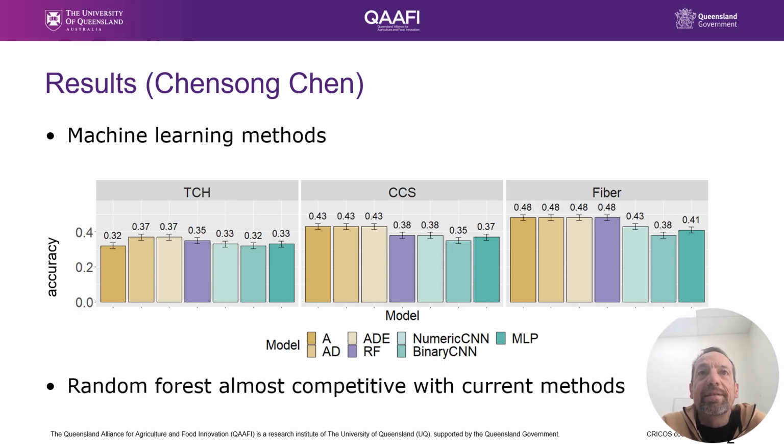What you can see is the BLUP does very well across total cane harvested, commercial cane sugar and fibre. The machine learning methods, particularly random forest, do almost as well, but not quite as well. So close, almost competitive.